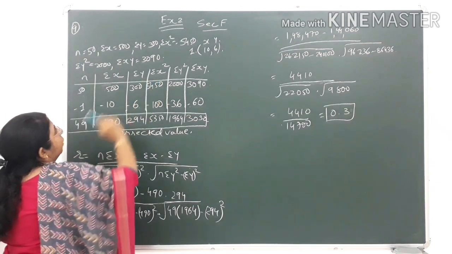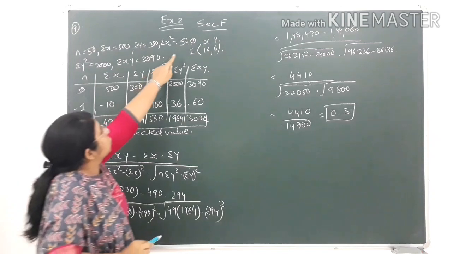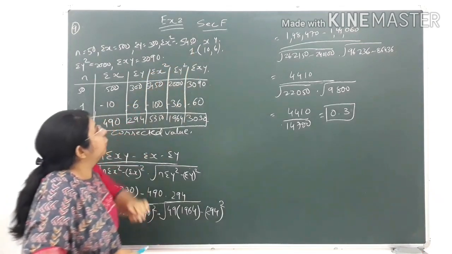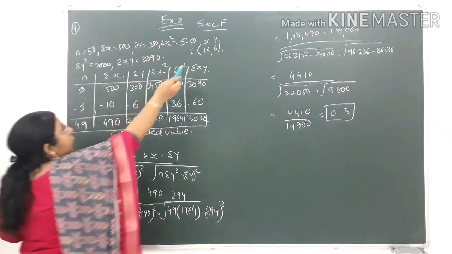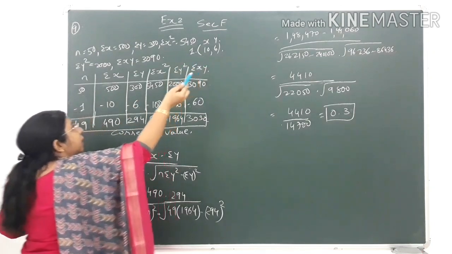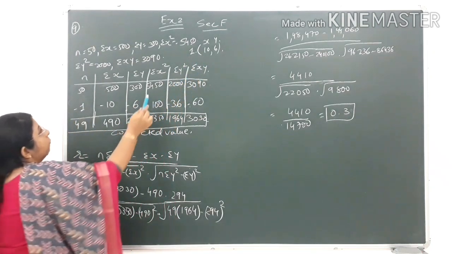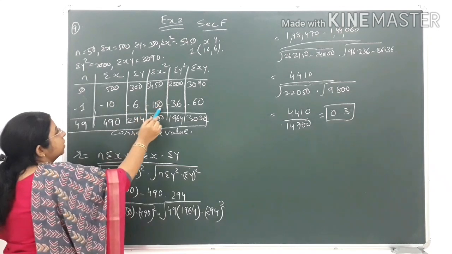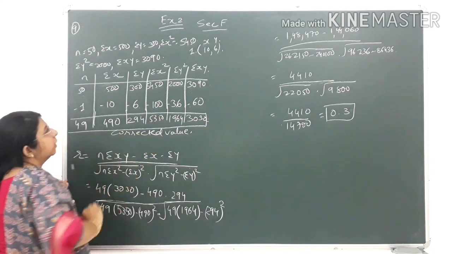Now sigma x square. Sigma x square that is given in question to you, that is 5450. Sigma x square, so here x value is 10. So x square, that would be 100. So 5450 minus 100, it would come to 5350.